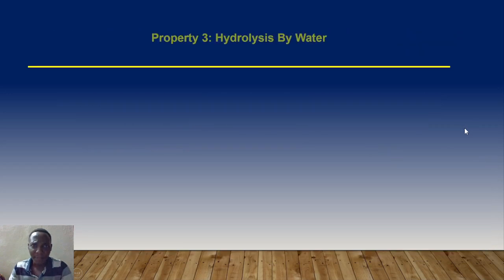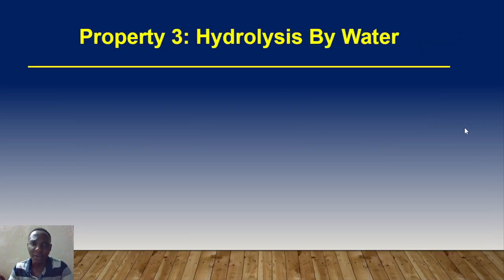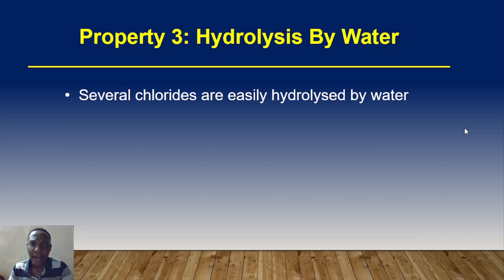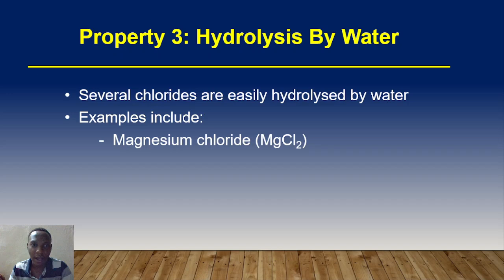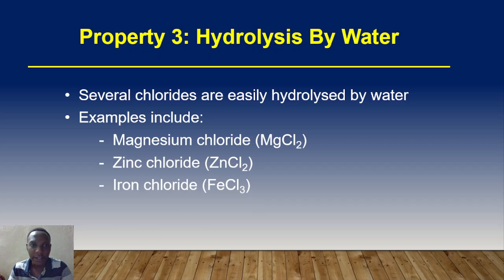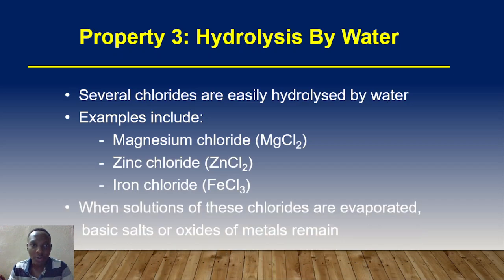Moving on, the third property, hydrolysis by water. Several chlorides are easily hydrolyzed by water. Examples include magnesium chloride, zinc chloride, and iron chloride. All these are chlorides that are easily hydrolyzed by water. When the solutions of these chlorides are evaporated, basic salts or oxides of metals remain. So that's clear with this one.